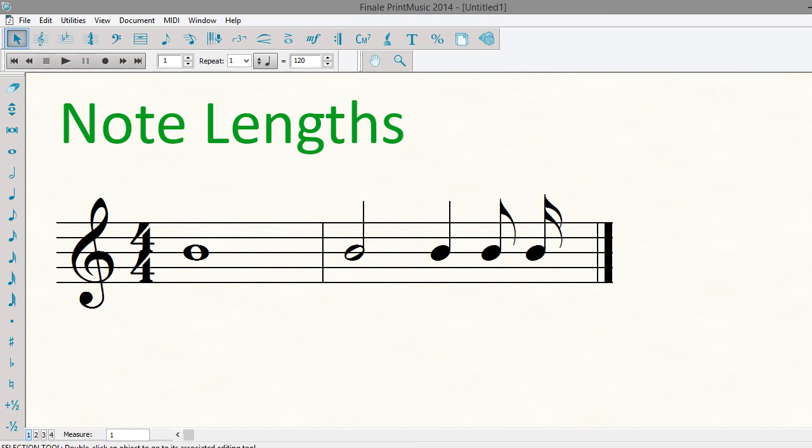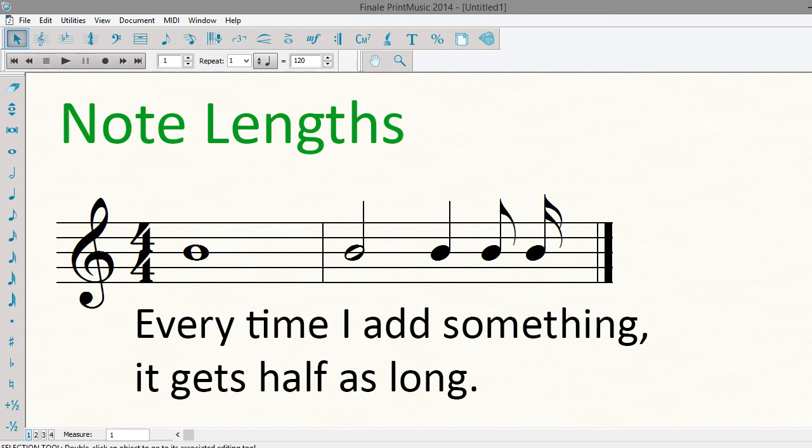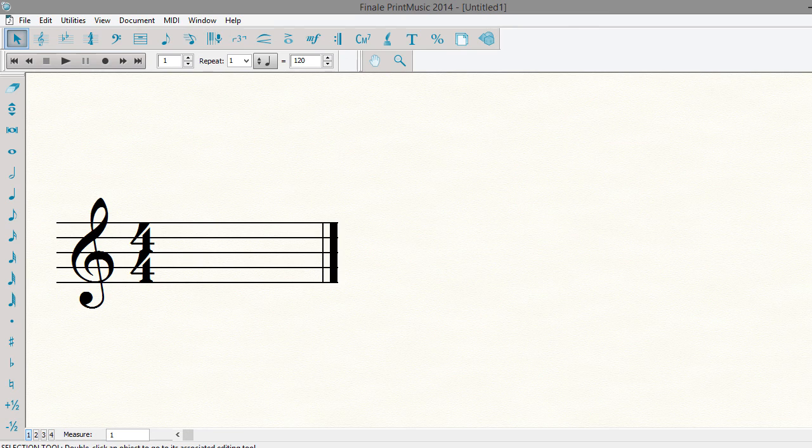Now, if you're new and this is confusing, let me give you this tip I used to use. When I started writing music, I remember it by saying that every time I added something to the note, it got half as long. So when I added a stem, which is this line, it got half as long. If I filled out the note head, which is this one, it gets half as long. Or if I added a flag, it got half as long. So let's get back to time signatures.